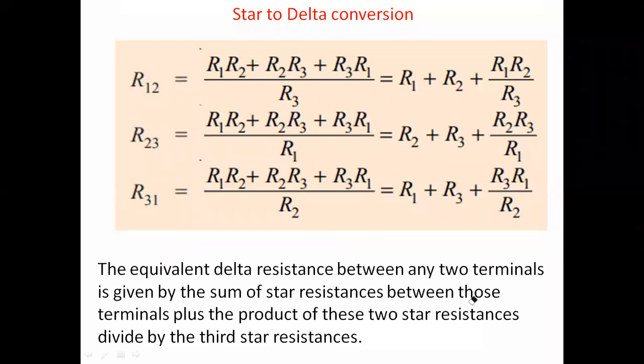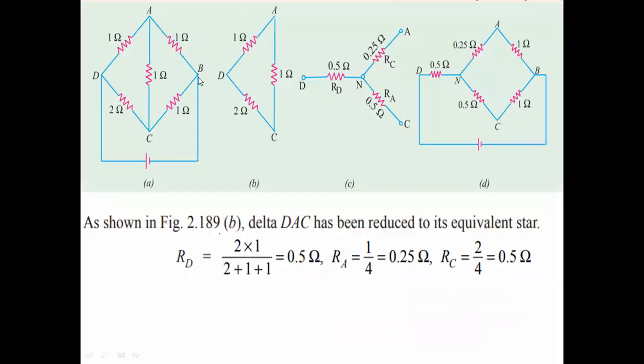Like this we can obtain the equivalent delta to star and star to delta resistance values. Just replacing those values, we can get the corresponding network. See here, I will show one example. This is the problem. Here we have to find the resistance across D and B.